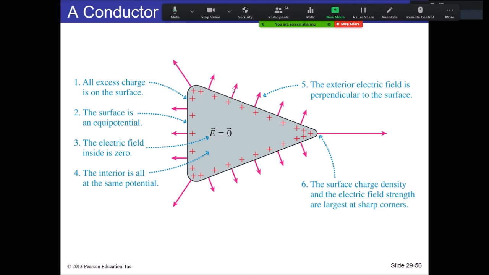And it's going to be perpendicular to the surface. And on the corners, like you see here, the spacing between where the charges are going to line up is going to be a little bit more bunched up on the corners. And as a result of that, the electric field ends up being a bit stronger on these edges here.